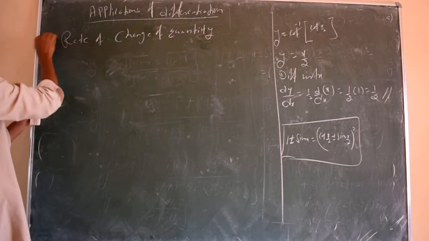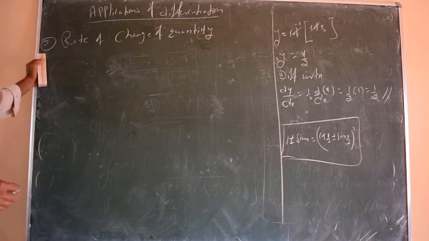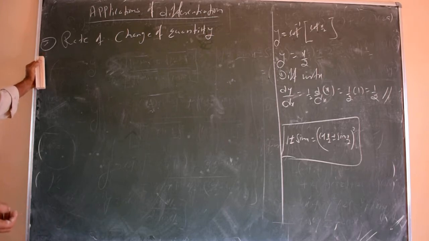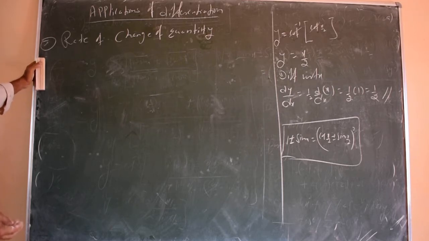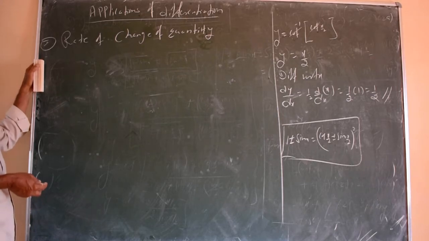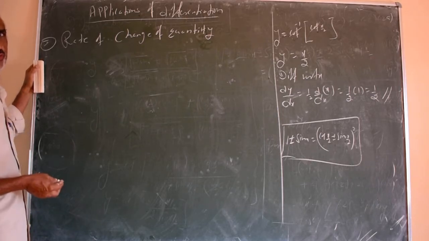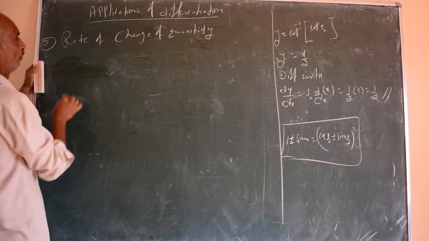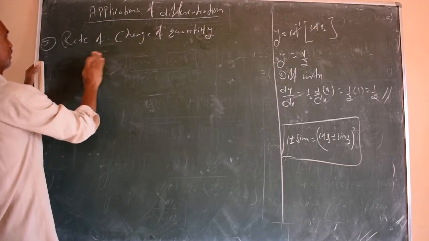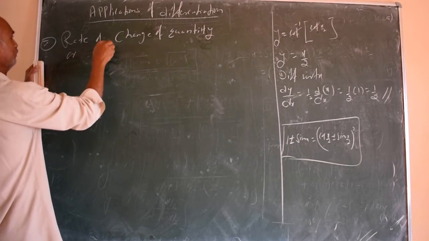This is the first subtopic in application of differentiation. There are 4-5 subtopics. One is rate measure, and another one is increasing and decreasing functions. Third is approximation, fourth is tangents and normals, and fifth is maxima and minima. 5 subsections are there. Each carries about 2 to 5 marks: 2, 2, 2, 3, 5. Okay. Rate of change of quantity, or rate measure.